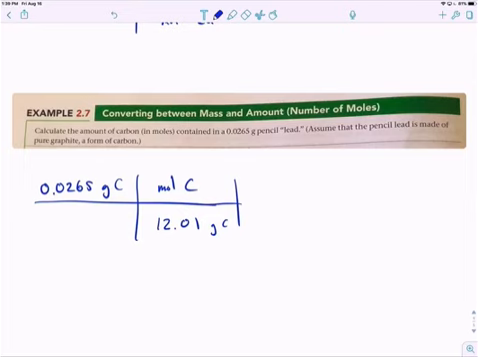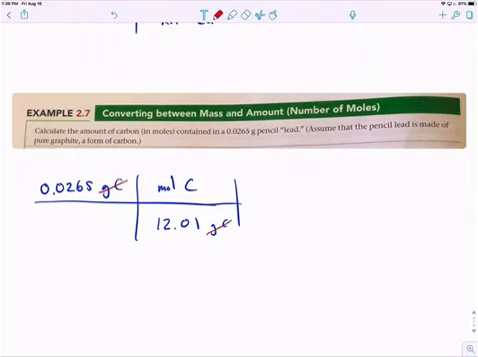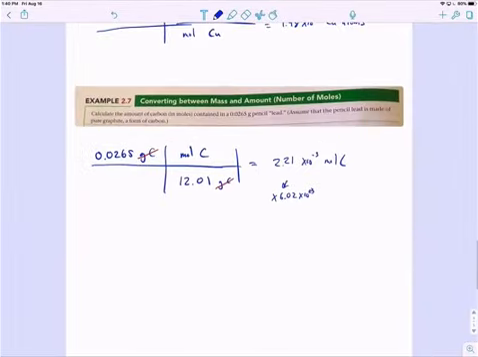Okay, and you can see that the grams of carbon cancels. So then we do this, and we're left with 2.21 times 10 to the minus 3 moles of carbon. So this way you can go from mass to moles to numbers. If you wanted to go on to numbers, you would multiply by 6.02 times 10 to the 23rd. That would tell you how many atoms of carbon you have there. Okay.